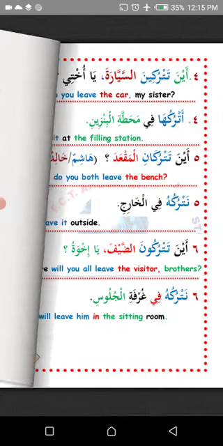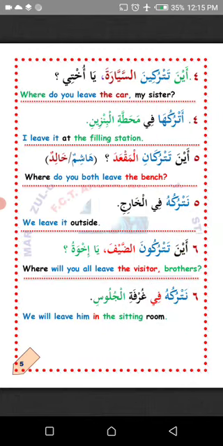ما شاء الله. Number 4. أين تتركين السيارة يا أختي؟ Where do you leave the car, my sister? Now the answer. أتركها في محطة البنزين. I leave it at the filling station.